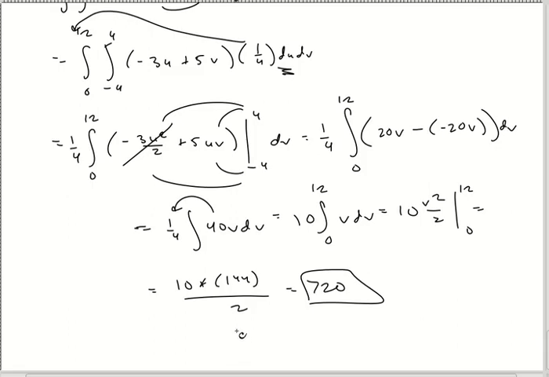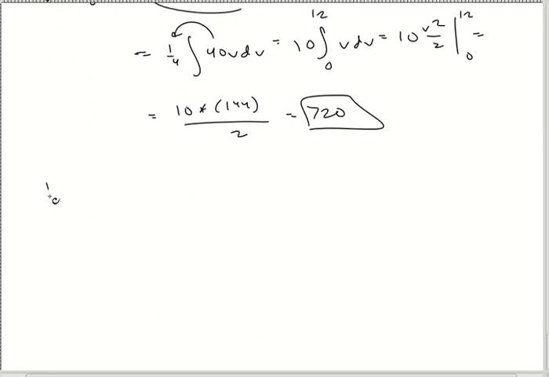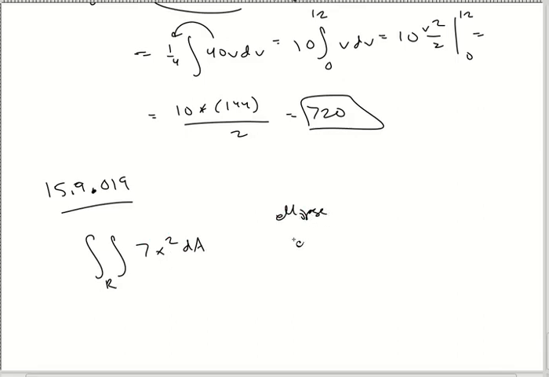We just did that. That was your first big Jacobian. Let's do another. So I've got 15.9.19. I've got a double integral over a region of 7x squared dA. Cool. They say that my region is bounded by an ellipse, and they give me the ellipse: 4x squared plus 9y squared is equal to 36. They also say that x is equal to 3u and y is equal to 2v.